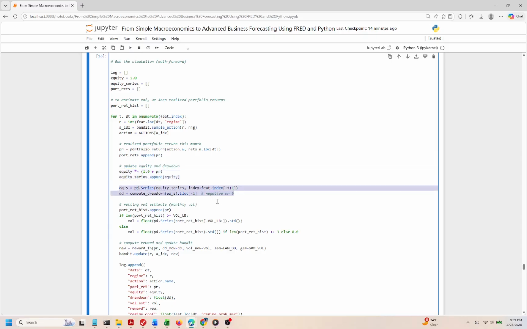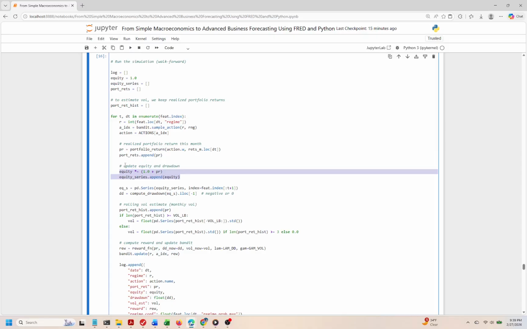Here, we identify the market regime for that date, turning our attention to the bandit algorithm, which samples an action based on the current regime. Using this selected action, we calculate the realized portfolio return for the month, updating our equity accordingly. It's noteworthy how equity reflects cumulative performance, enabling us to monitor how our investment grows or shrinks over time.